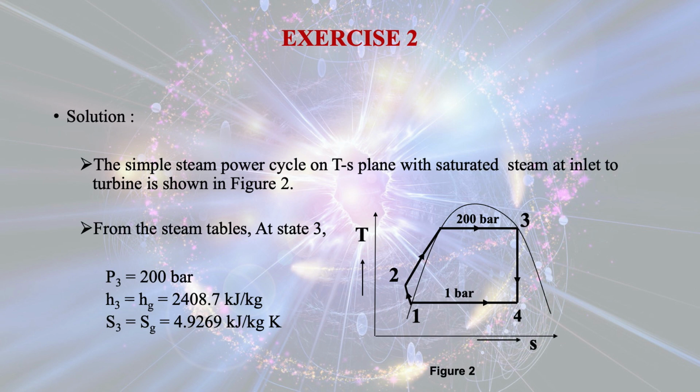But the entropy at point 3 you will get from the steam table, because point 3 is at the saturated vapor line. So S3 is equal to Sg is equal to 4.9269 kilojoule per kgK. So entropy at this point 3 is known. That entropy S3 is equal to the entropy at point 4. So now let us see how we can proceed for this particular problem.